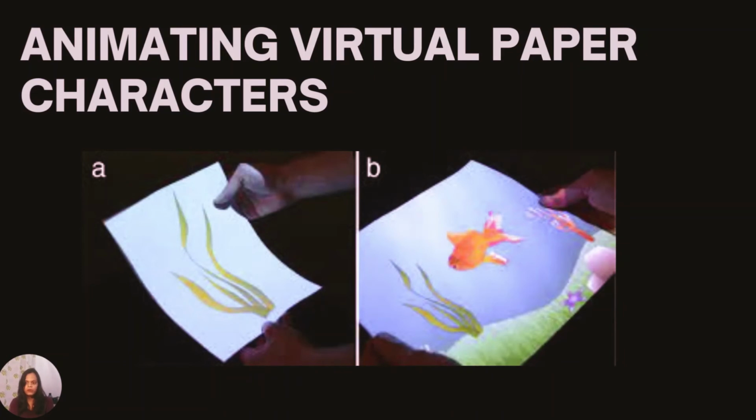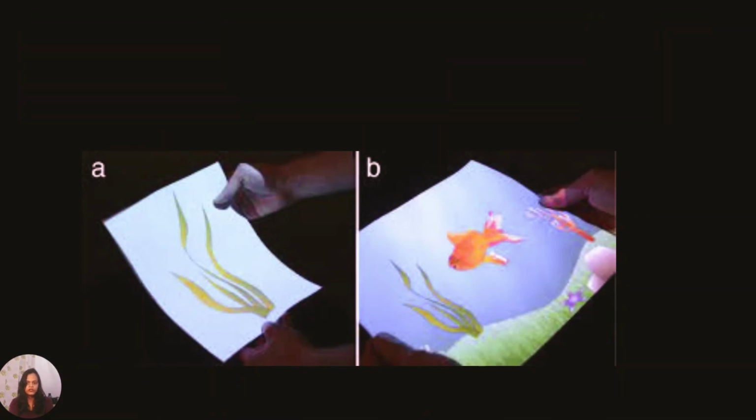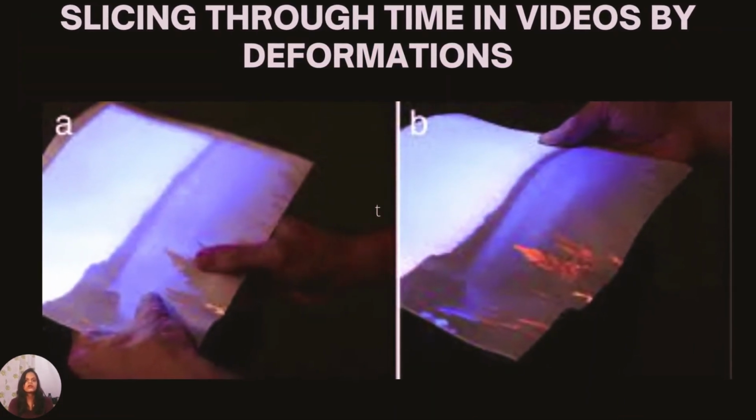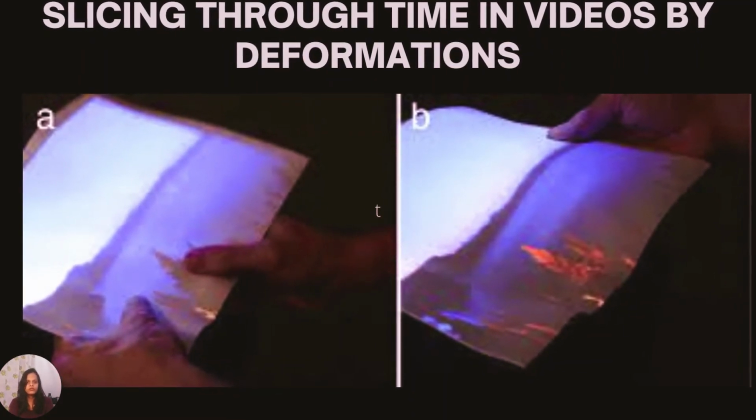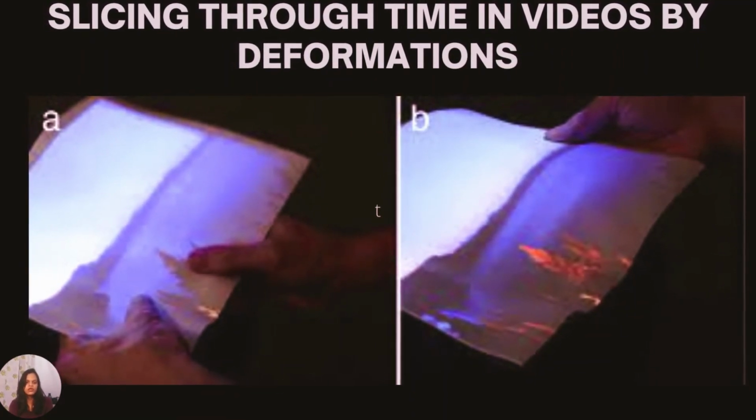Such rich deformation capabilities can easily be combined with concepts from previous research on animating paper cutouts that address skeleton animation, eye movement, and scene lighting. Also, 3D models could get animated by incorporating as-rigid-as-possible deformation. It is worth noting that our concept can be readily deployed with standard hardware, which is very good. Now, slicing through time in videos by deformations, as you can see in the figure.